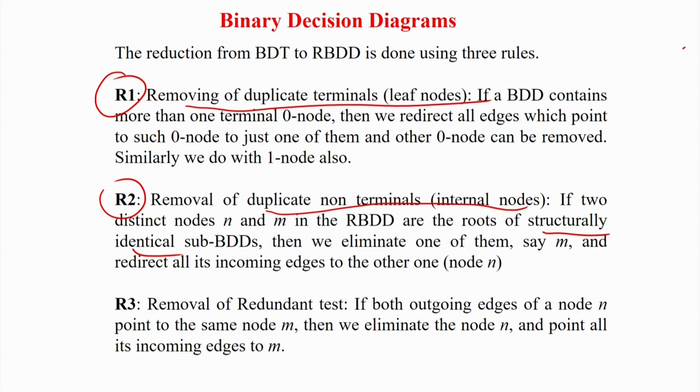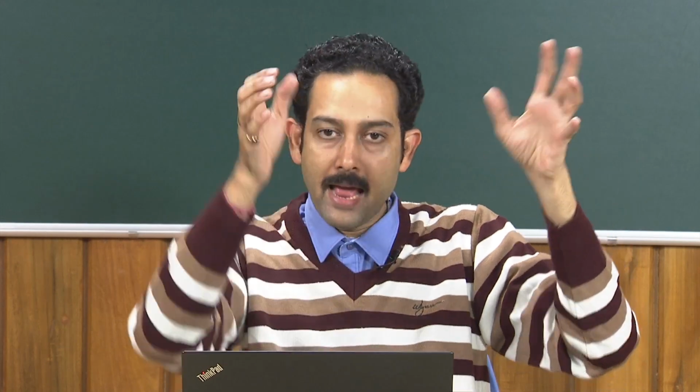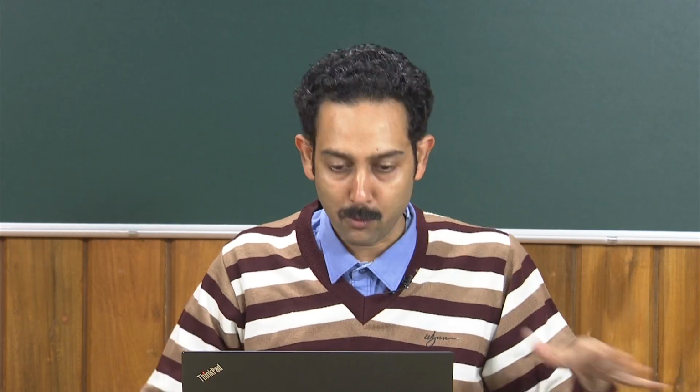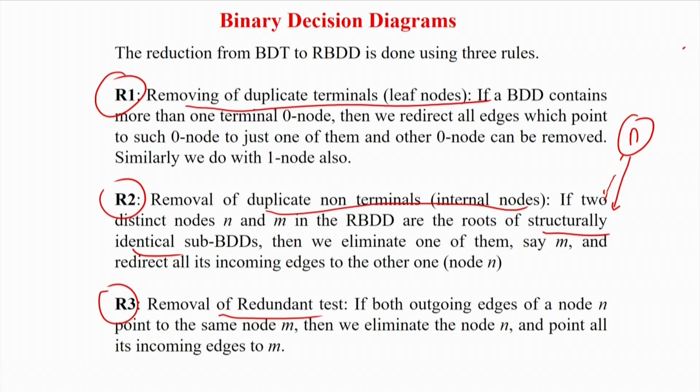For leaf nodes you do the first rule. R2 is that if you find some internal nodes or internal sub parts of the tree looking similar, remove one sub part and merge the edges such that only one common sub part is retained and the other is removed. Finally, R3 is removal of redundant tests. If both outgoing edges of node n point to the same m, then remove n. It is very simple: this is one node called n, and both the 0 and 1 values of variable n lead to the node called m, so you can eliminate n. That means whether n is 0 or 1, it leads to the same child, so n is not required.